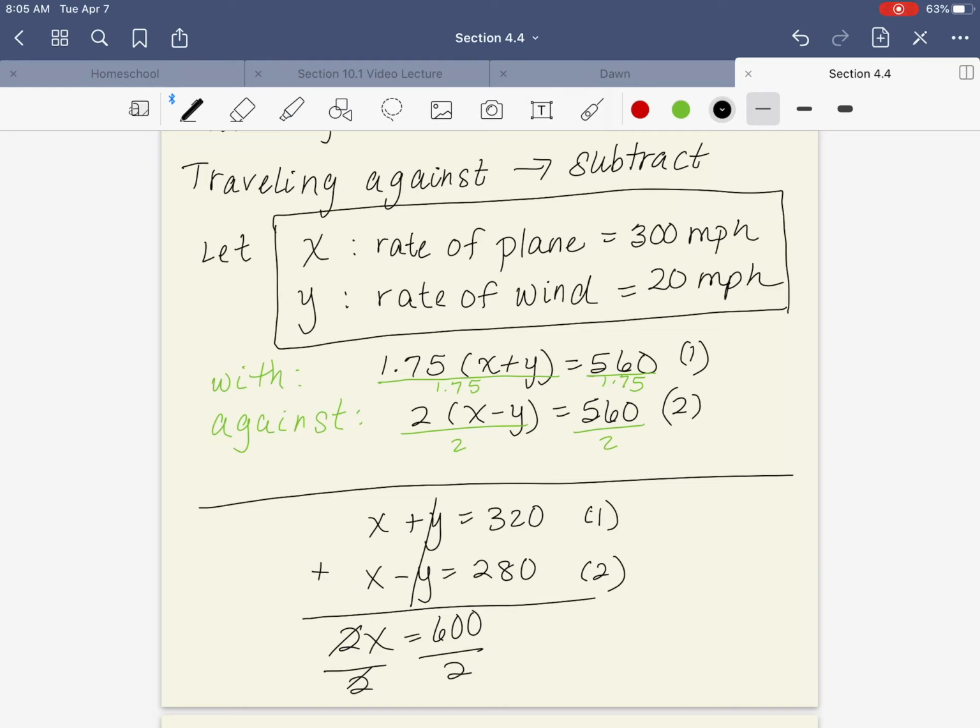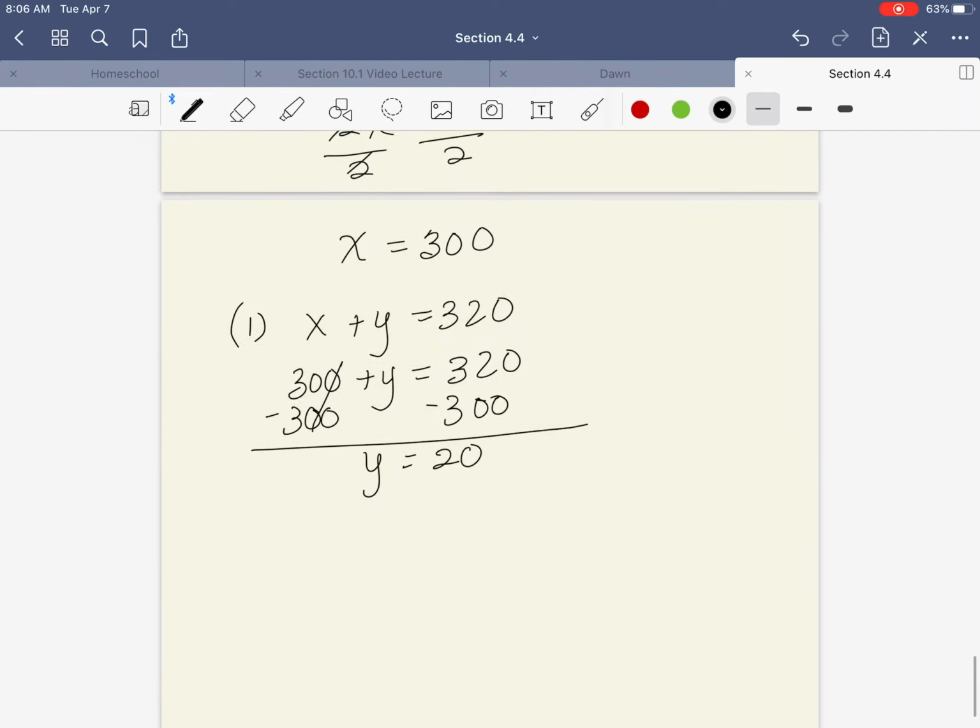Okay, and you can check it. You can ask yourself, is it reasonable? Yes, it is reasonable for a plane to be flying a whole lot faster than the wind. If your wind is greater than your plane, then you're going to have trouble. All right.